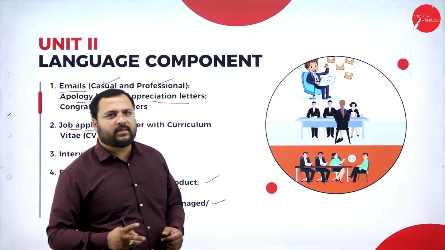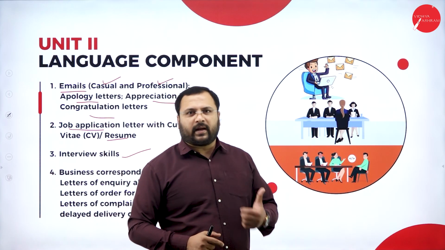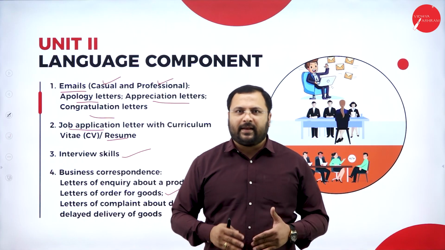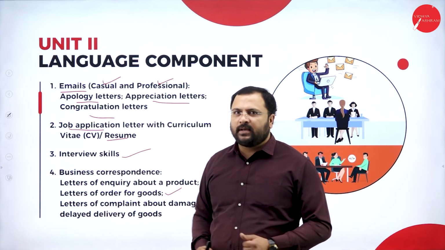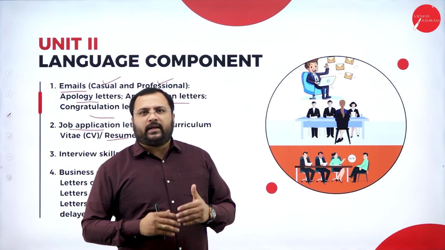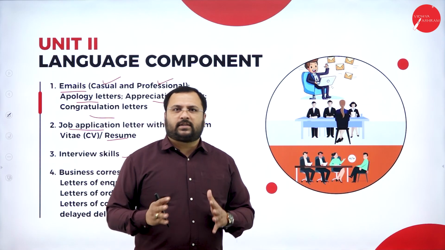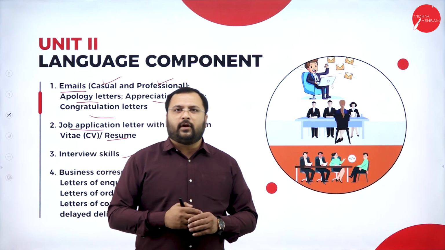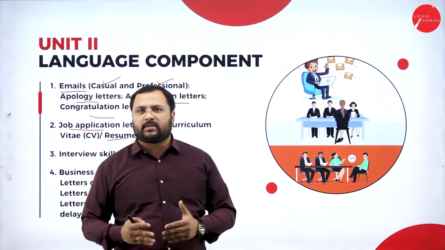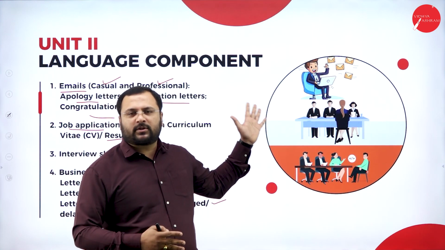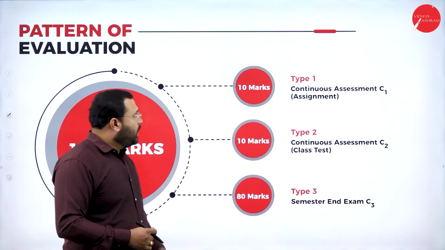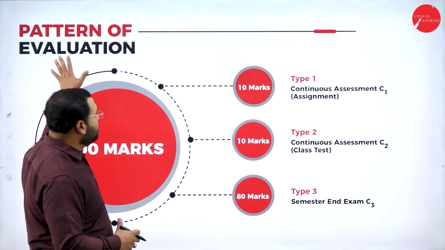There are only 2 units. First one is the novel. Second one is the language component. In the language component, you have all these things. So when you look at it, it appears the limited text. But when you go deep into the novel, you'll learn many other things which is described in the course objective and course outcome. Now let us understand the pattern of evaluation.